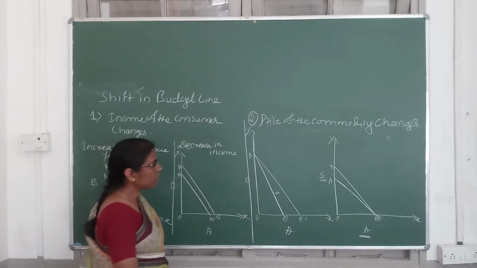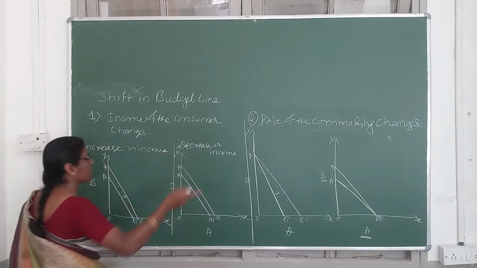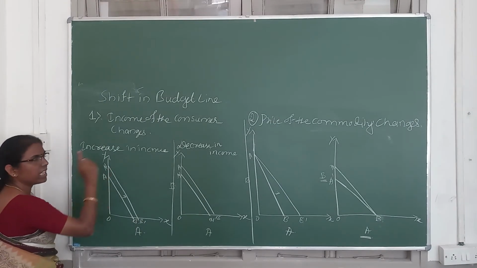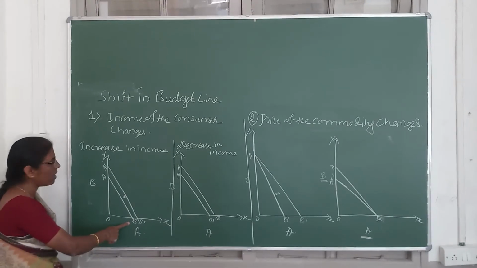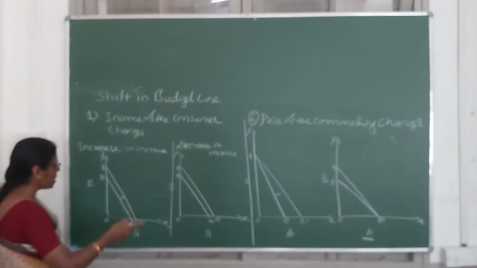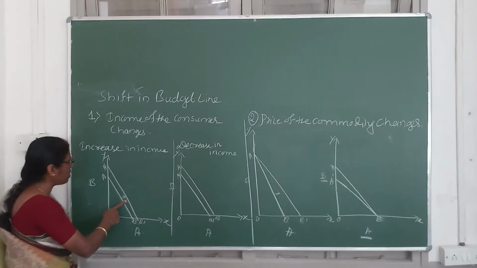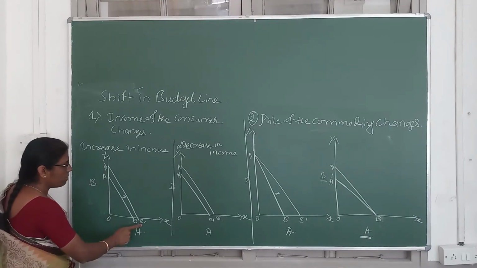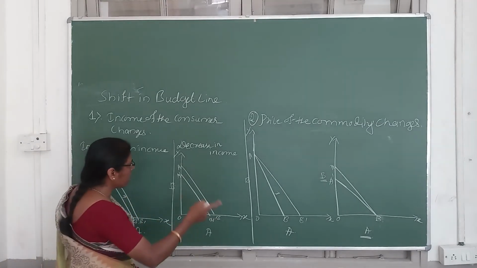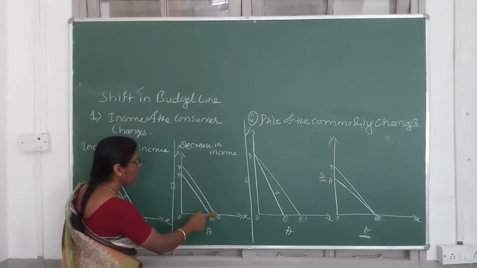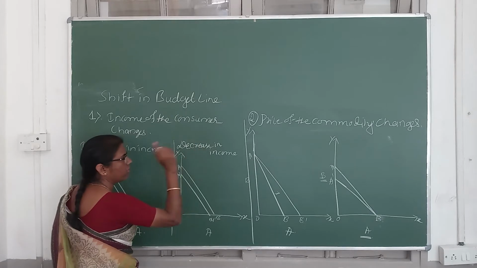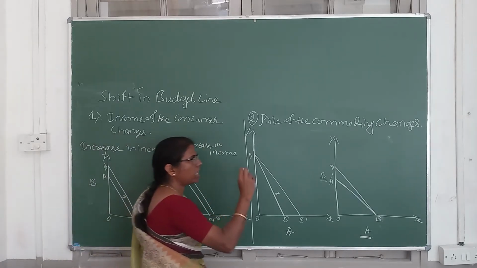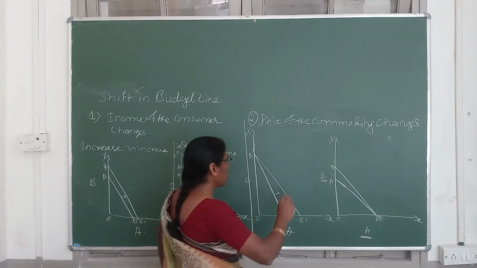Yes, is it clear? In the first instance, once again I will repeat: increase in income. This is the original budget line AB. When our income increases, the budget line shifts towards the right, that means A1, B1. When our income decreases, this is the original, and automatically we consume less of both when income decreases.